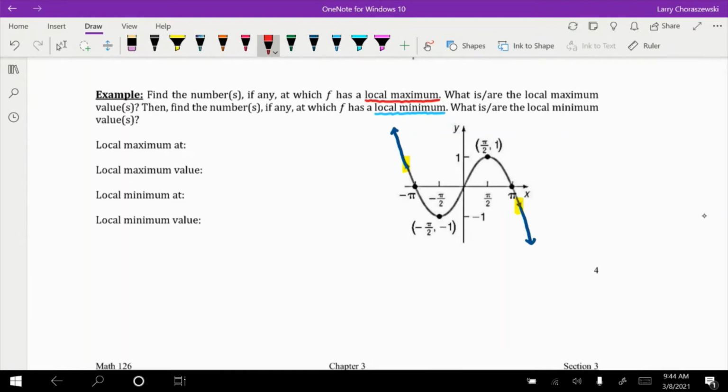For instance, in quadrant 1, (pi over 2, 1), that's not the highest point on the graph, but if we just focus on this little section of the graph that's in quadrant 1, this would be the highest point. So this would be considered a local max. And this happens at the x value of pi over 2. Or in the words of Cartman from South Park, pi over 2. And the value would be y equals 1. In ordered pair format, that would be (pi over 2, 1).